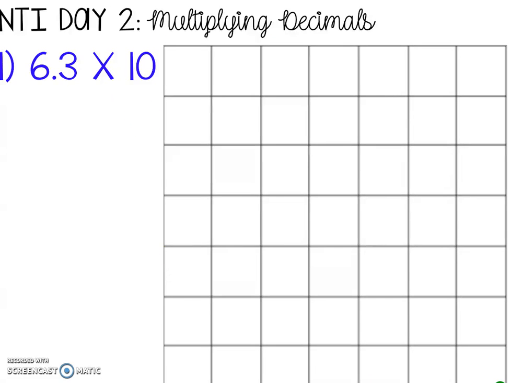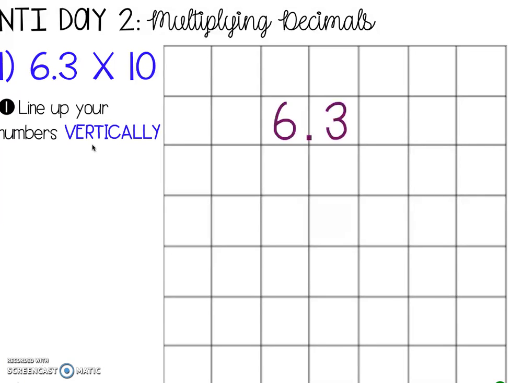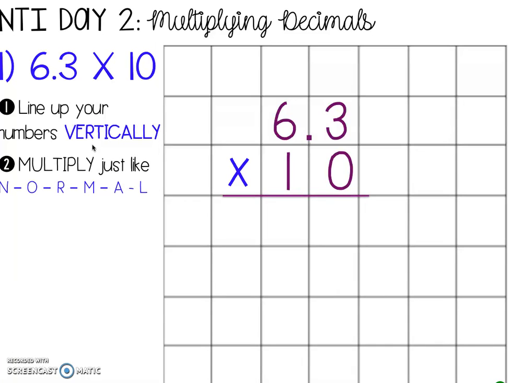Number 1 says 6.3 times 10. So we know anytime that we're multiplying decimals, the first thing that we're going to do is to line up our numbers vertically. And that just really means we're going to stack them on top of each other. So we have 6.3 times 10. Now, when we're multiplying numbers, we do not have to line up decimal points. That's just for addition and subtraction. We're going to put in our decimal point at the end of our problem, so we don't have to line them up as we go. And then what we're going to do is we're just going to multiply just like normal.